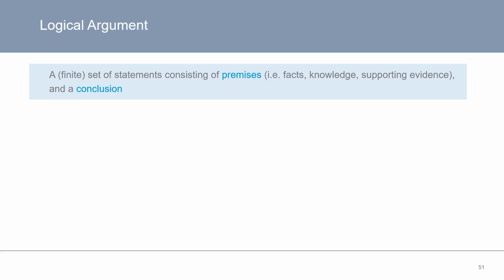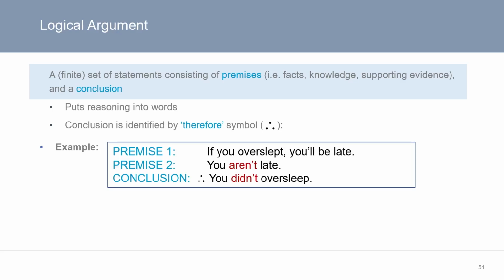This is a finite set of statements consisting of premises, in other words, facts, knowledge, or supporting evidence, and a conclusion. A logical argument puts reasoning into words, and a conclusion is typically identified by a therefore symbol, given by these 3 dots. An example of a logical argument might look like this, where we have 2 premises and a conclusion. This logical argument states that if you overslept, you'll be late, you aren't late, therefore you didn't oversleep.